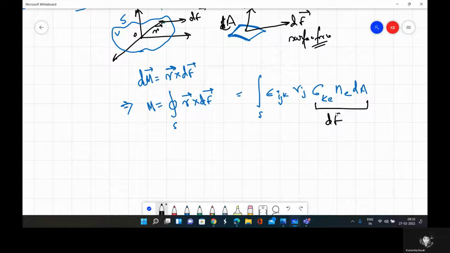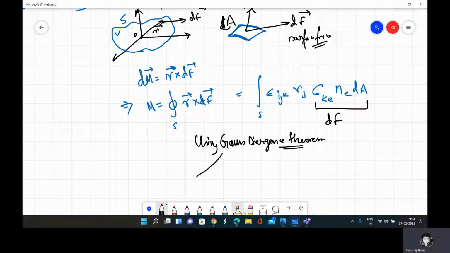Fine. Okay. Now, as you can understand, this is an area integral. Now we can convert the area integral into a volume integral using the Gauss divergence theorem. Therefore, we apply the Gauss divergence theorem here. What am I getting?